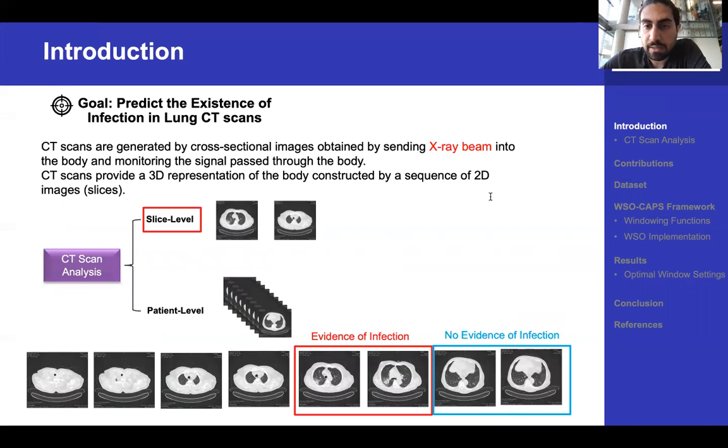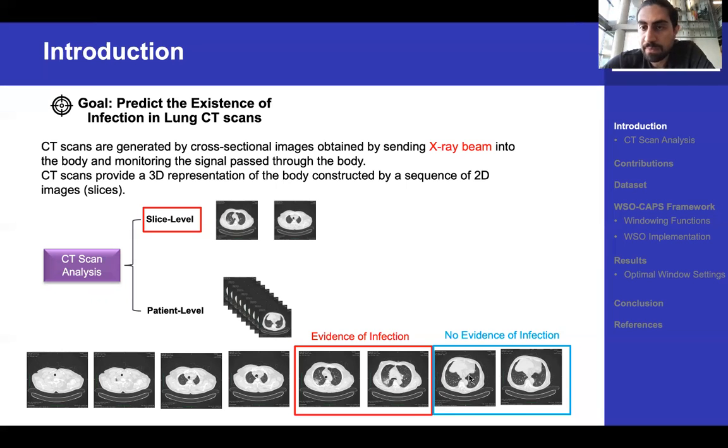Our goal in this study is to develop an automated framework to detect the existence of infection in a lung CT scan. Basically, CT scans are generated by cross-sectional images obtained by sending an X-ray beam into the body and monitoring the signal passed through the body. CT scans provide a 3D representation of the body, which is constructed by a sequence of 2D slices.